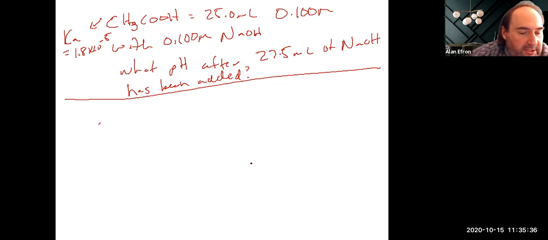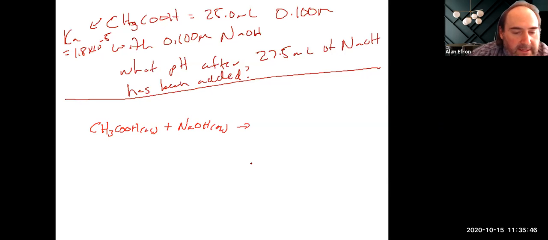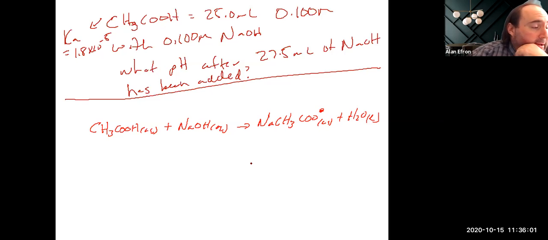We would have our reaction of acetic acid plus our sodium hydroxide going to give us our sodium acetate and our water, H2O. Like we've been talking about, this is a titration, so we're constantly adding volume. So we want to do these in terms of moles, and figure out the moles of everybody that we're starting with.